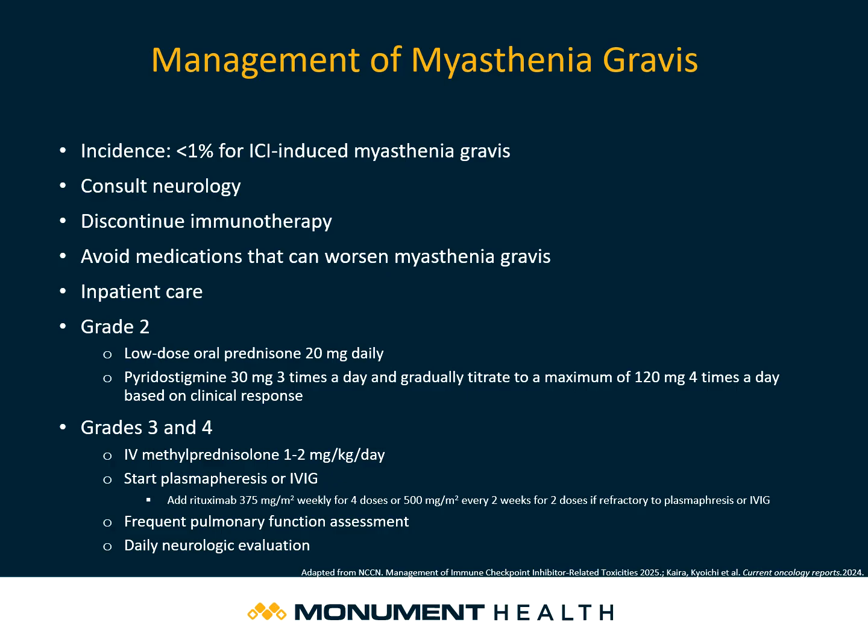In more severe myasthenia gravis, this is where the patient will receive higher dose steroids, frequent pulmonary function assessment, and daily neurologic evaluation. IVIG and plasmapheresis are also given along with steroids, but if these treatments do not work, this is where rituximab can be added on.